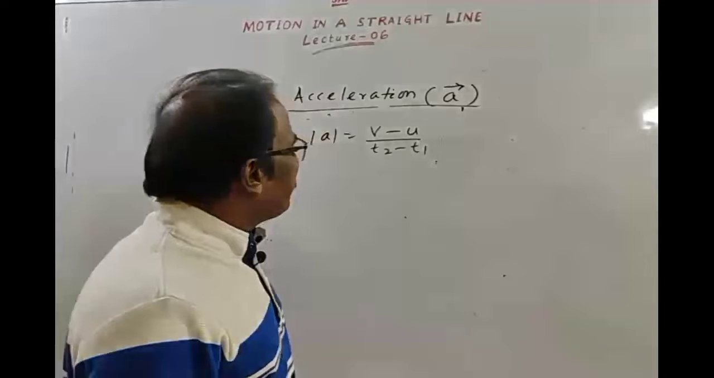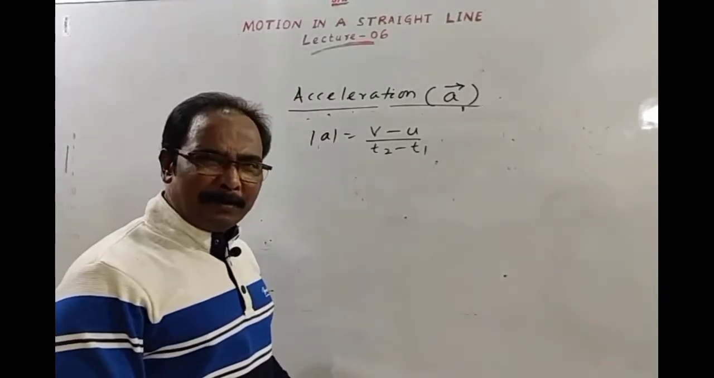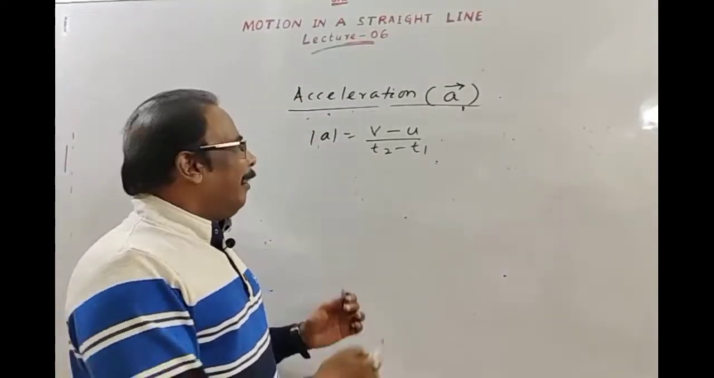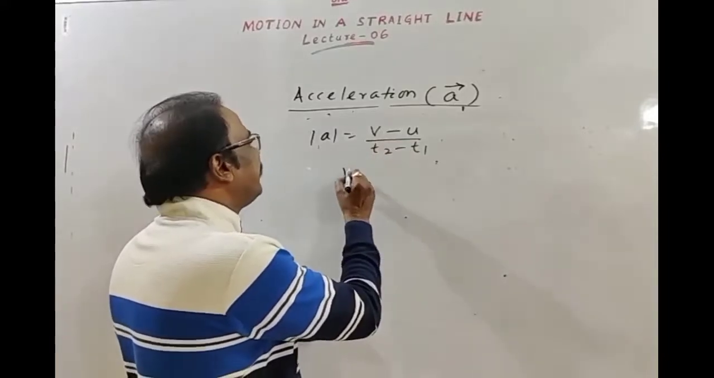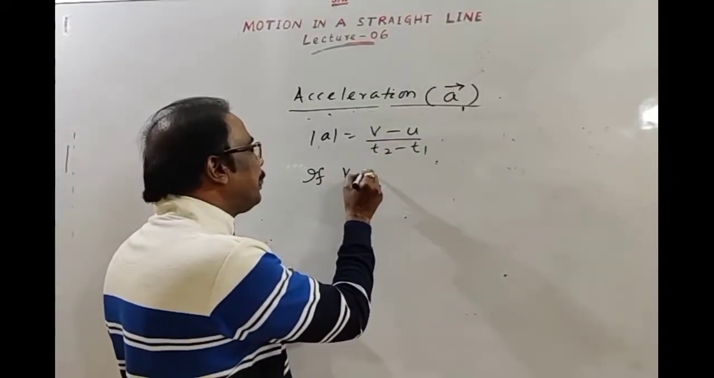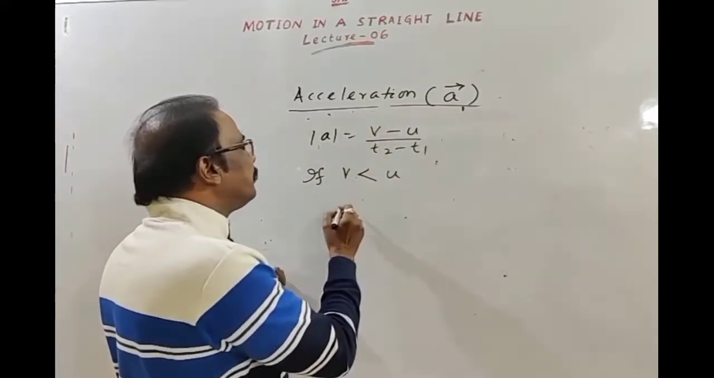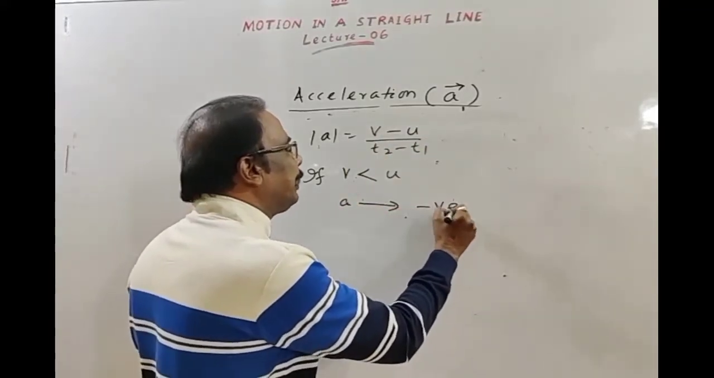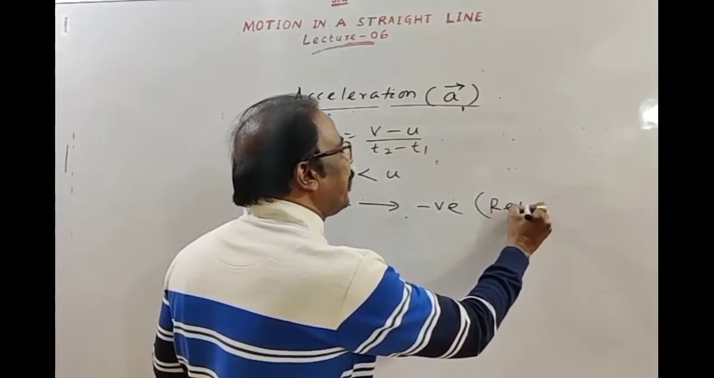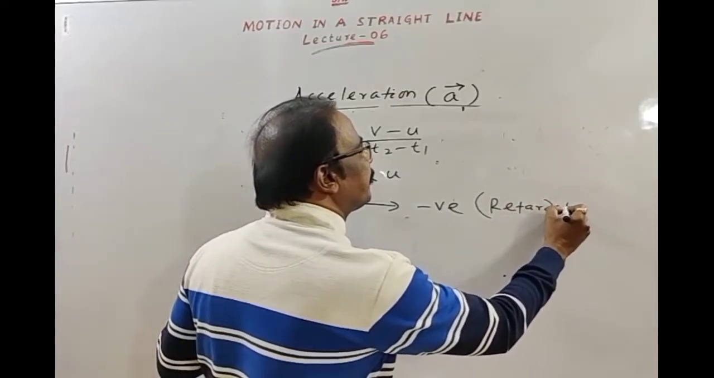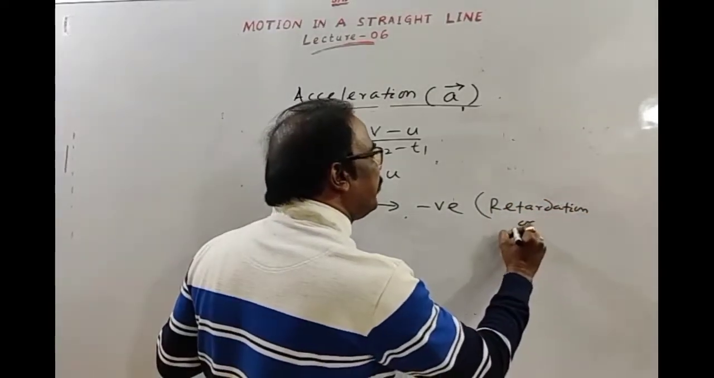If the magnitude of final velocity v is less than initial velocity u, then acceleration is negative. This is called retardation or deceleration.